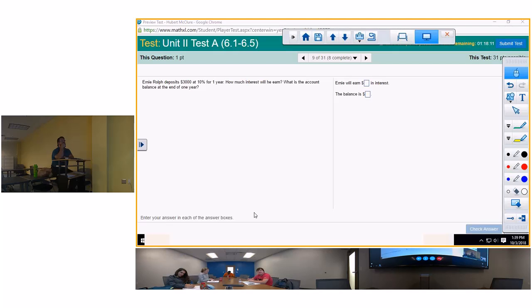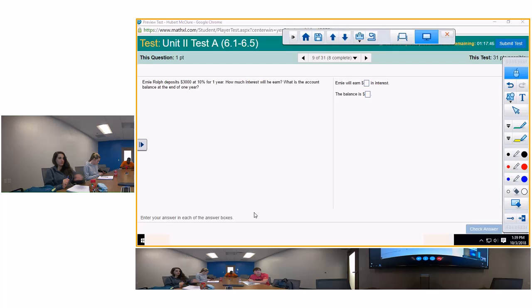Deposit $3,000 at 10% for 1 year. How much interest will she earn? What is the account balance at the end of the year? Well, this is very vague. There's all kinds of interest. There's general interest, simple interest, and then there's compound interest. They don't tell you which one to use.